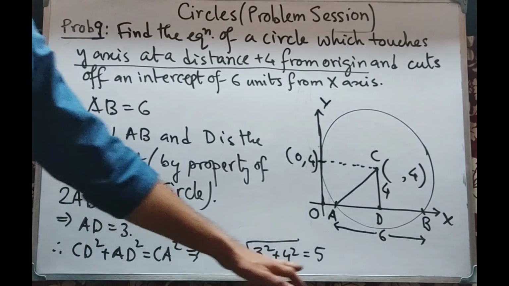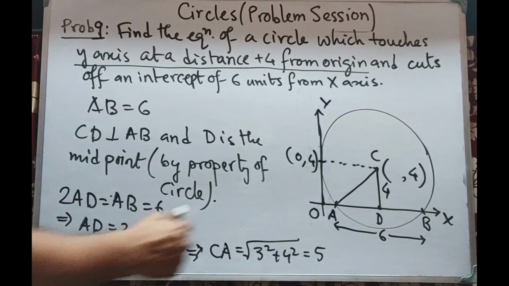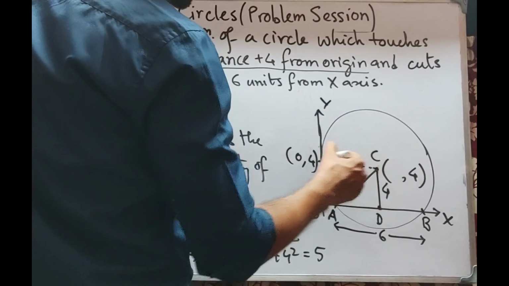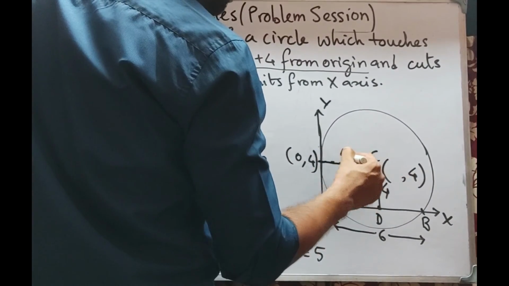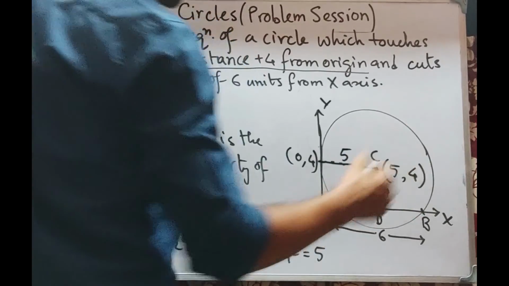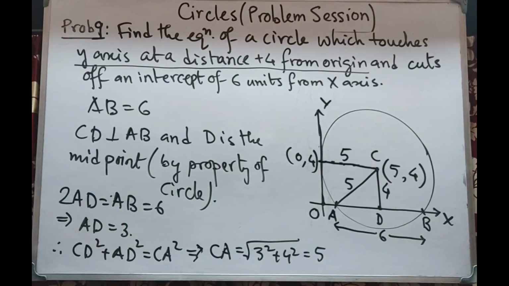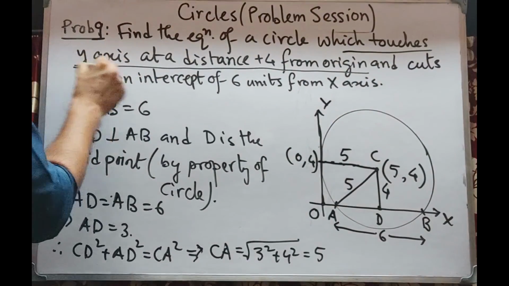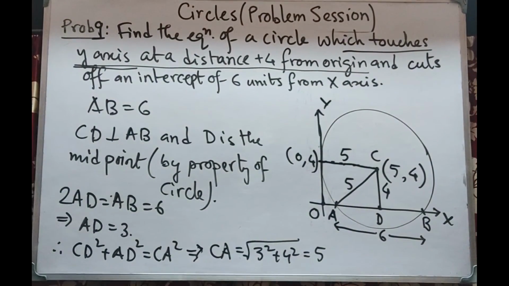So we have the radius, and obviously since this is the radius, this is also the radius, so this should be 5, that means this coordinate will be 5. The reason behind that is that the circle is touching the y-axis, so due to that we are getting this.